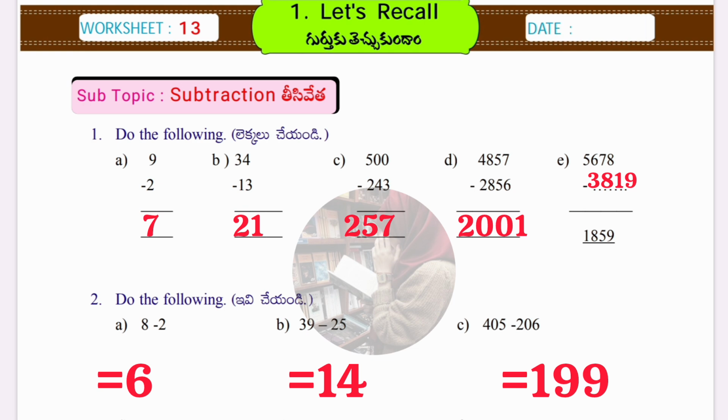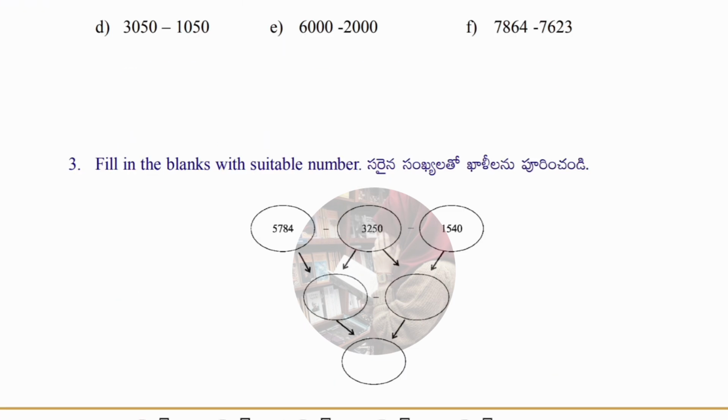Okay, now we'll see the second Roman numeral, where we have to do subtraction in the same way. So 8 minus 2 is 6. 39 minus 25 is 14. 9 minus 5 is 4, 3 minus 2 is 1, like that. In this way you have to do the subtraction for the given numbers.